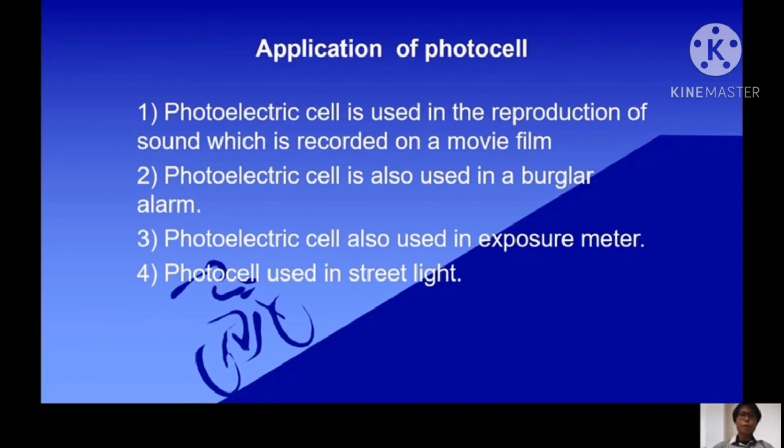A very good morning to Dr. Imran. My name is Lim Jun Min. So now I will continue with the application of the photocell.